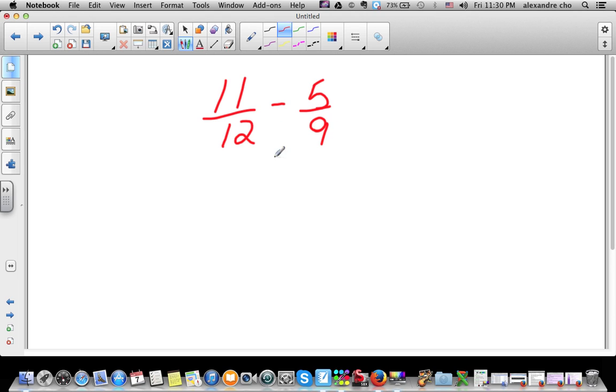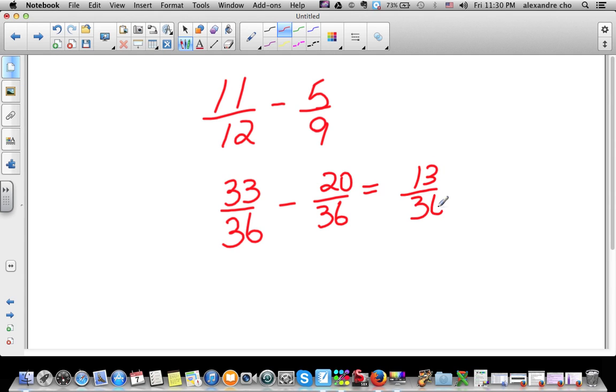Okay? When subtracting, if the denominators are different, we find their equivalent by finding the LCM. So we're going to change both to a fraction of 36. We're not changing the quantity, it's just much easier to subtract when the denominators are the same. So 11/12 becomes 33/36, and 5/9 becomes, times 4, 20/36. Now I can subtract, and I get 13 out of 36. Okay? So that's how much he had left over after his younger brother took 5/9 of what he had.